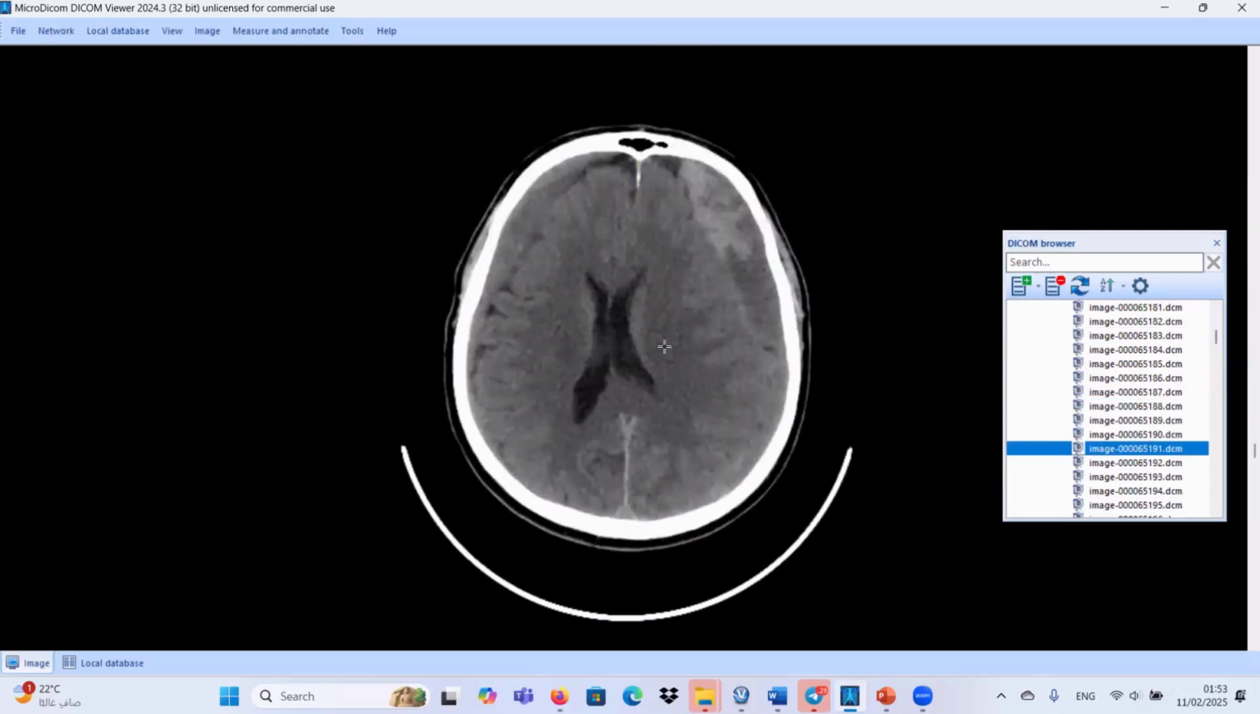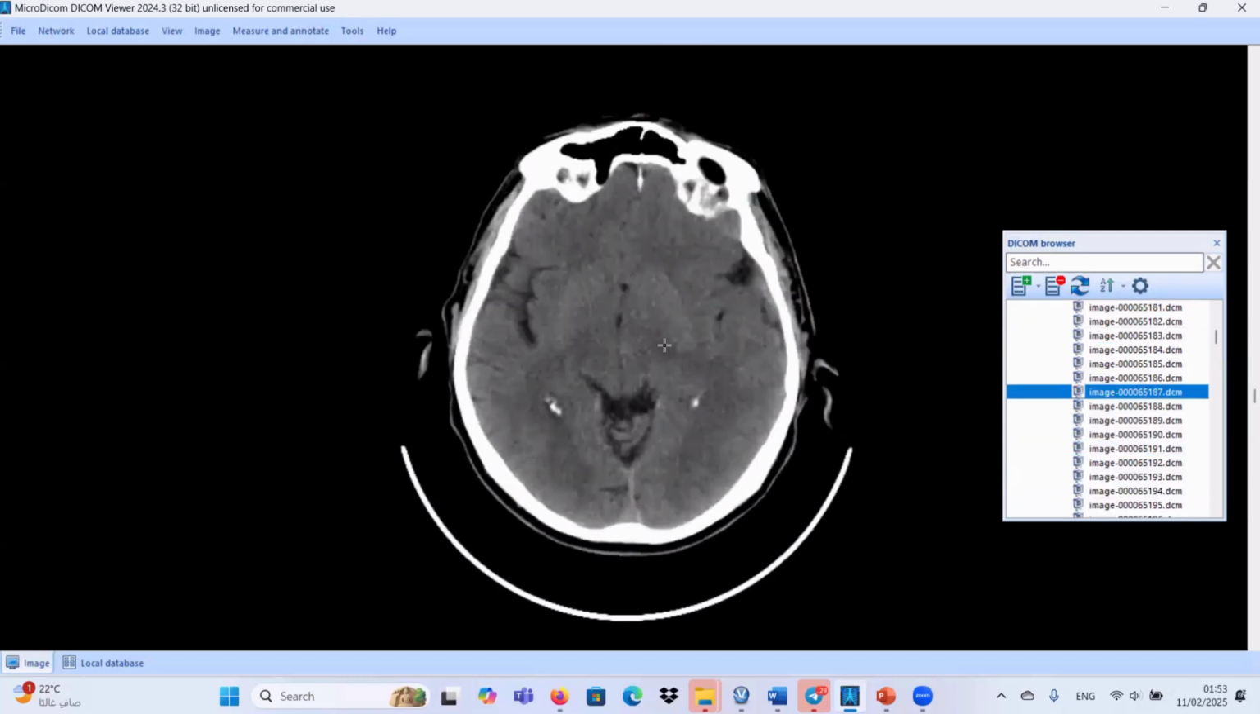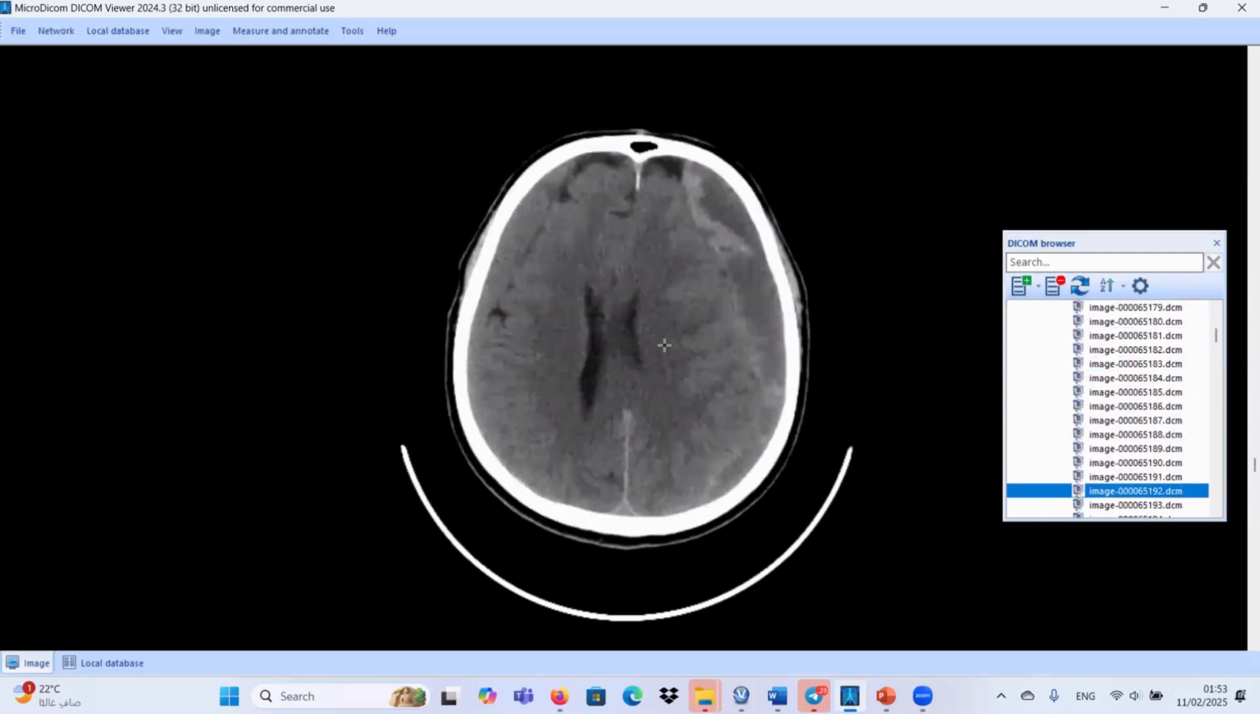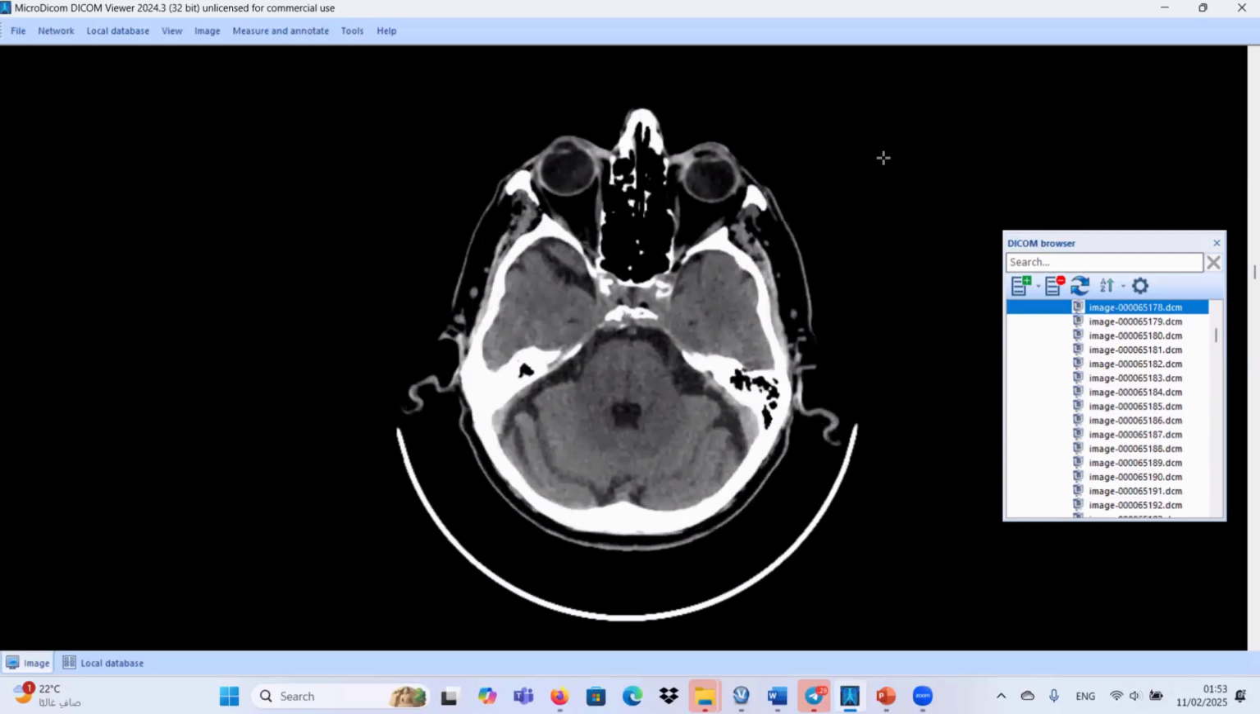So in conclusion, we have bilateral subdural hematomas of different ages exerting mass effect as described. We have subfalcine brain herniation. We don't have any uncal brain herniation.